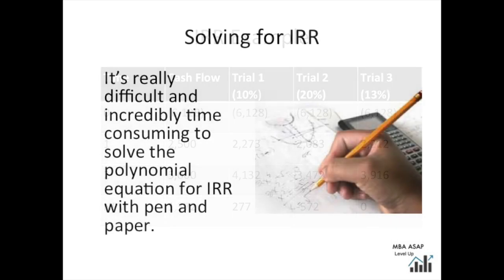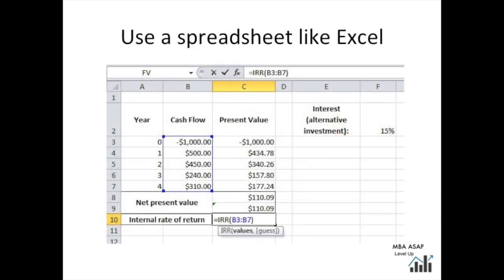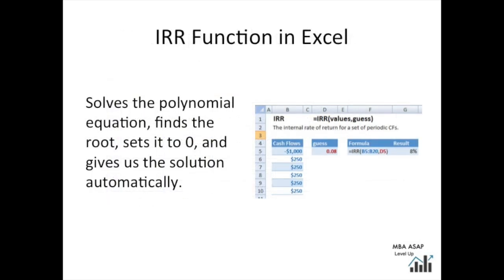IRR is really tough to do, again, by hand, because you have to do each one of these calculations. But it's really easy to do in Excel, because built into Excel is an IRR function. And there are many tutorials online that'll show you how to use that function. You can just Google IRR in Excel, and there'll be a 3-minute tutorial that'll tell you how to do that. It solves the polynomial equation, finds the root, sets it to 0, and gives you the solution automatically. Very clean and neat. And that's the way I suggest you do it.